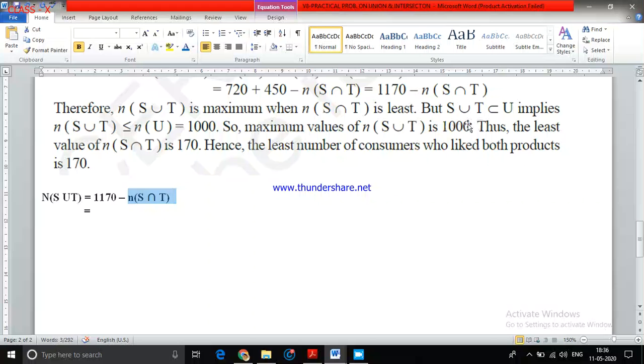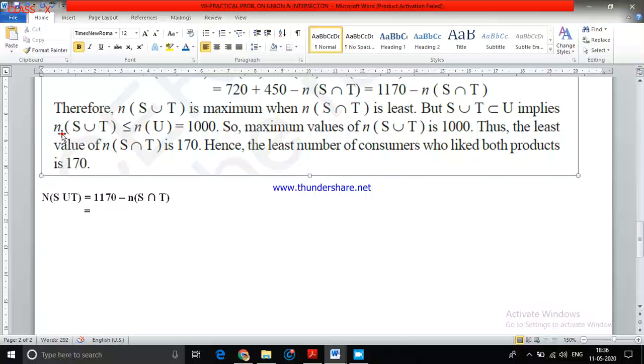I know S union T is a subset of the universal set. Every set has to be a subset of the universal set. S union T is a subset of U, which means the number of elements in S union T must be less than the number of elements of U. So this is the second statement they use. n(S union T) must be less than or equal to n(U). I already know n(U) is 1000, so n(S union T) must be less than or equal to 1000.